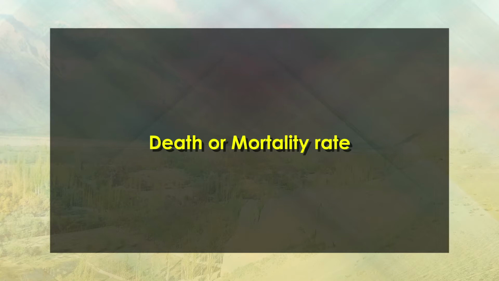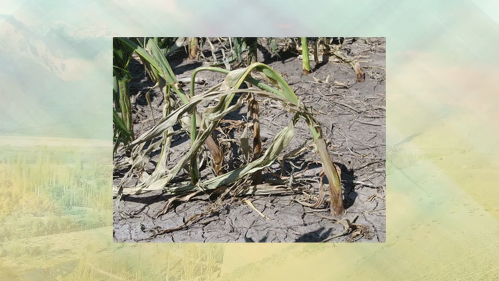Number 3, death or mortality rate. Mortality rate is the rate at which the individuals die or get killed. It is the opposite of natality rate. Mortality rate is generally expressed as number of deaths per 1000 individuals of a population per year.